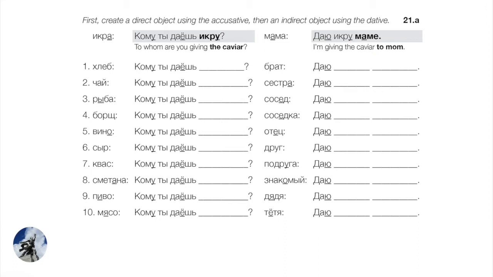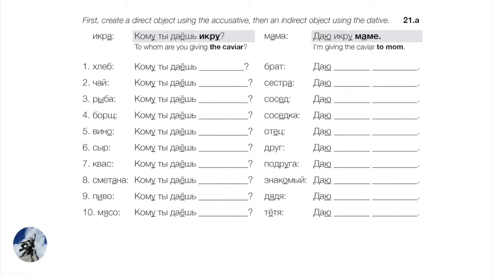Number 6, to whom are you giving the cheese? Кому ты даёшь сыр? I'm giving cheese to my friend. Даю сыр другу. Другу. Masculine. Dative. To whom are you giving the fermented bread drink, kvass? Кому ты даёшь квас? I'm giving kvass to my girlfriend, or to my female friend. Даю квас подруге.